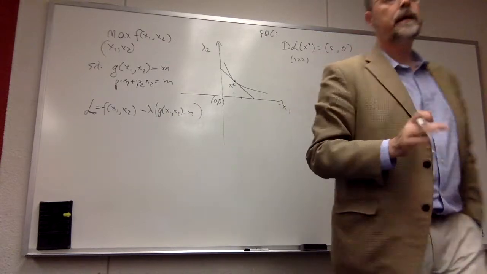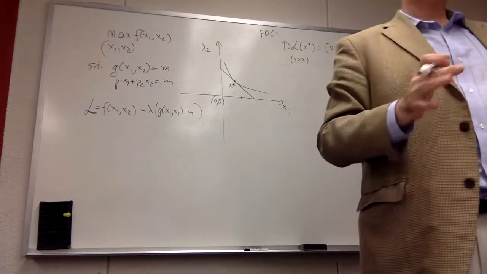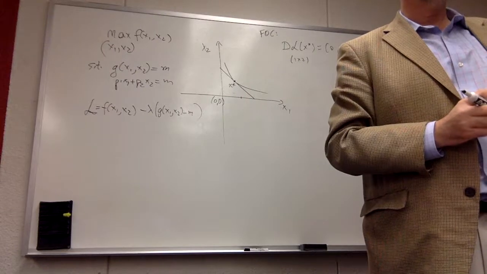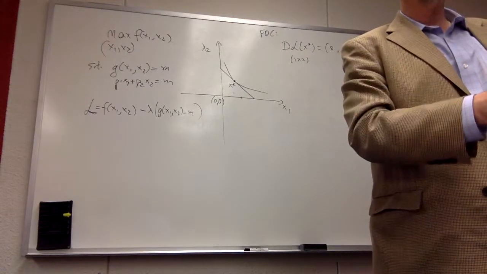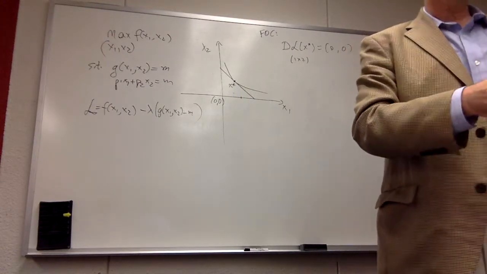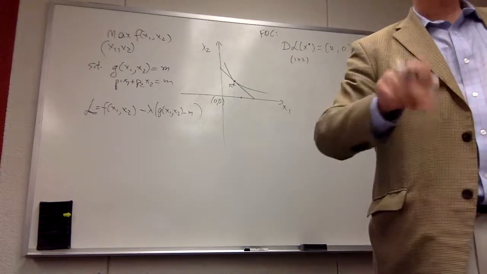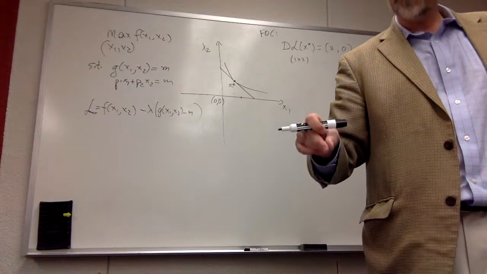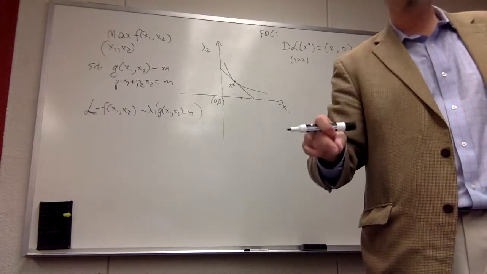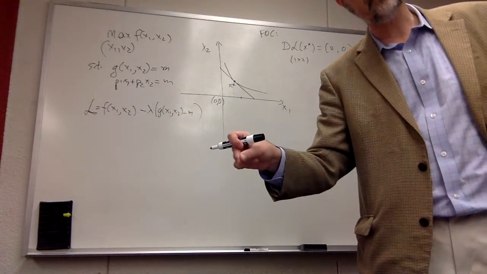But all it says, no matter how you agree to write it as a row or a column, is that the first partial derivative of the Lagrangian with respect to x1 is 0 at the point x star, and the same for the first order partial derivative of the Lagrangian with respect to x2. It must be 0 at that point also.